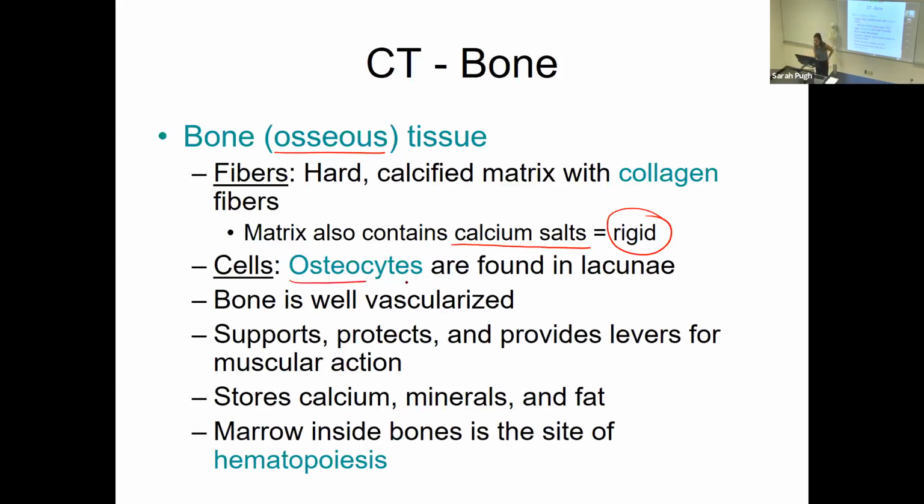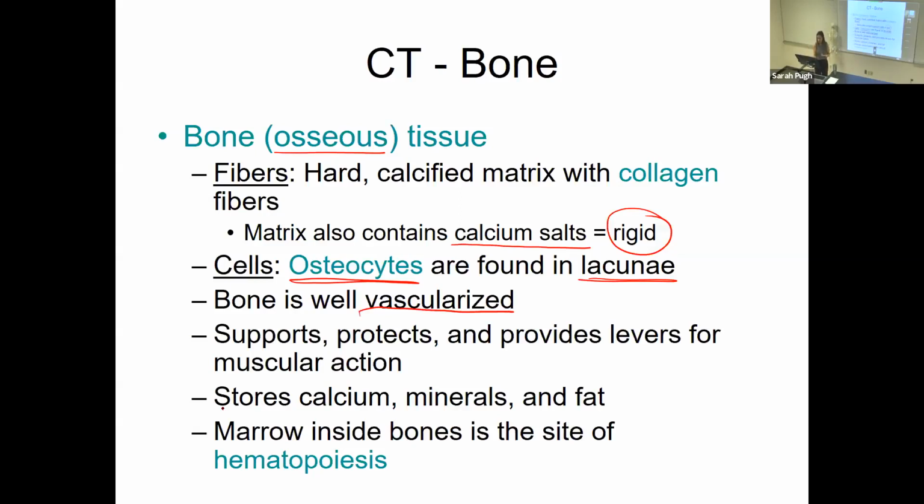Now the type of cell in our bone is called an osteocyte. We know osteo just means bone. And again, remember, when we're dealing with hard tissues like cartilage and bone, the cells are always found in lacunae. Now, one thing that's really different about our bone is that bone has a fabulous blood supply. It's very vascular. And bone does a great job of supporting your body. It's a framework. It protects vital organs like your brain, your spinal cord, your lungs, your heart. They're all protected by bone.